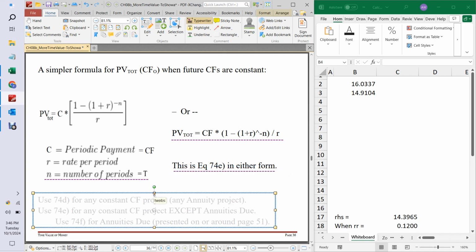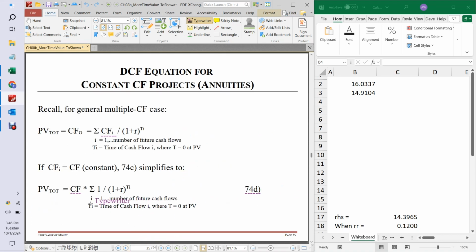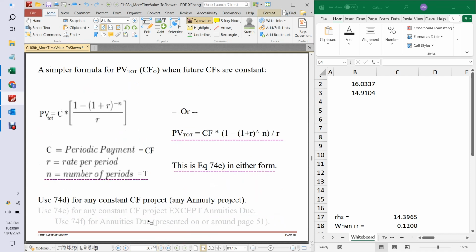And we have some rules down here on the use of 74D and 74E. 74D, which is this guy over here, is just a slightly modified form of our discounted cash flow equation. That's going to work for any constant cash flow project, any annuity project. 74E, we have to remember, has some restrictions. This equation is going to work for any constant cash flow project except annuities due. We're going to have an equation called 74F for annuities due, which is presented around page 51. So we'll get to that later.